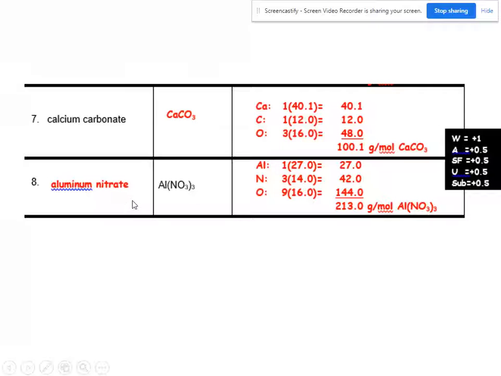For number 8, you have aluminum nitrate. For the name, that's worth 1 point. And then for the work here, 27.0 plus 42.0 plus 144.0 gives us 213.0 grams per mole of Al(NO3)3.